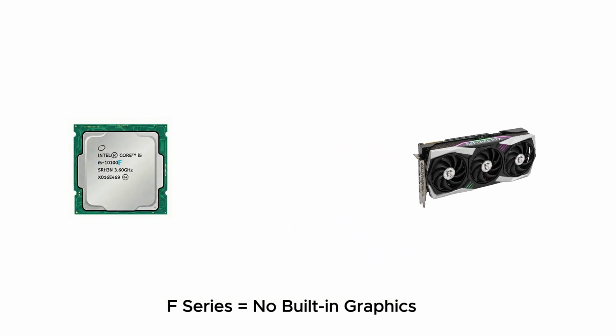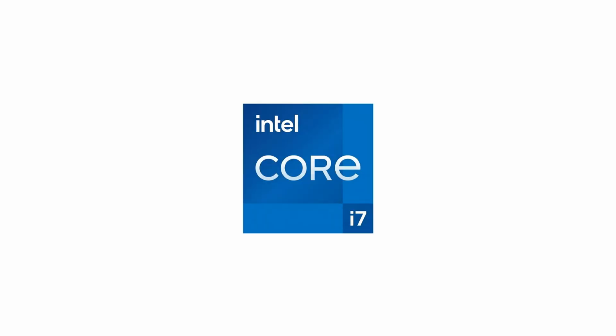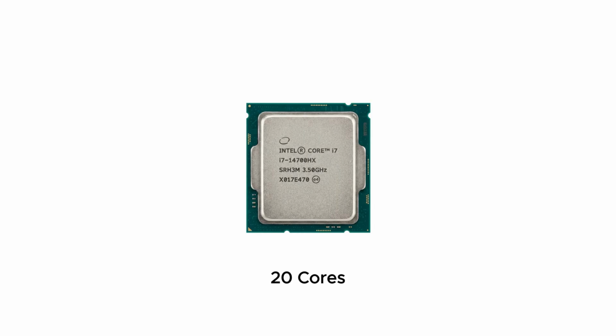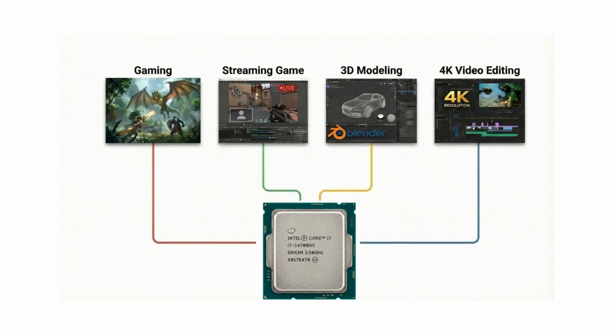For those who need more performance, there's the Intel Core i7, the power user choice. With up to 20 cores and a larger cache desk drawer, it handles heavy tasks easily. Things like streaming while you game, 4K video editing, or 3D modeling.